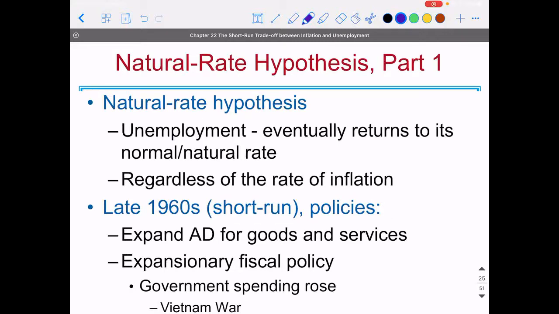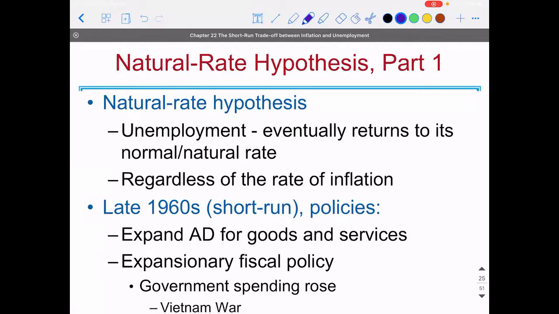Now, let's turn to the natural rate hypothesis. The idea here is that unemployment will generally and eventually return back to its normal rate. So just leave the market alone. It doesn't matter what the inflation rate is, the economy will fix itself.